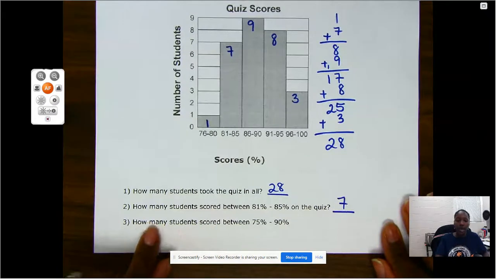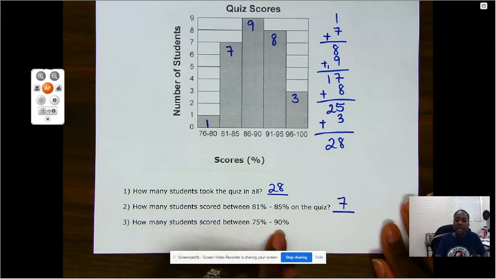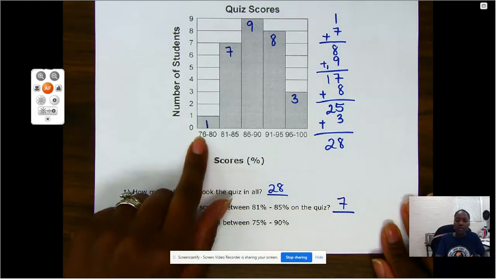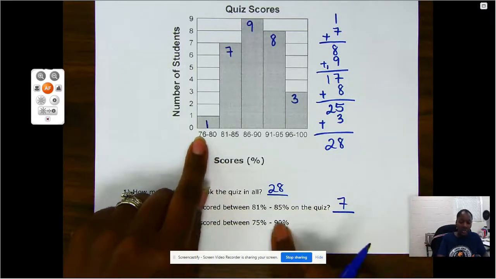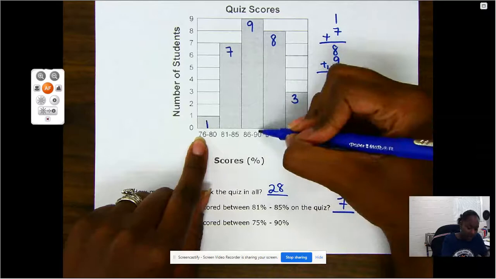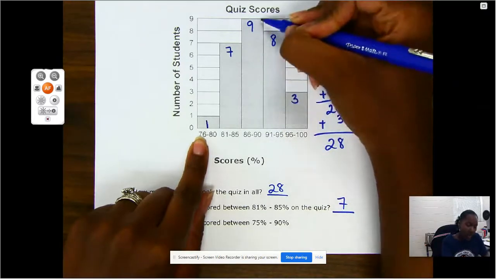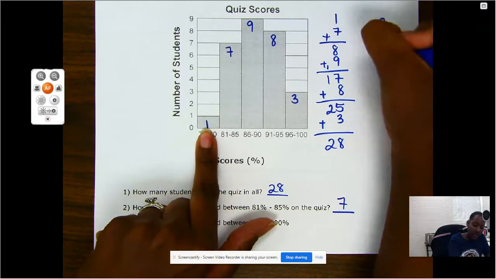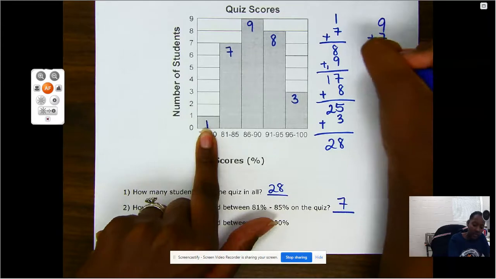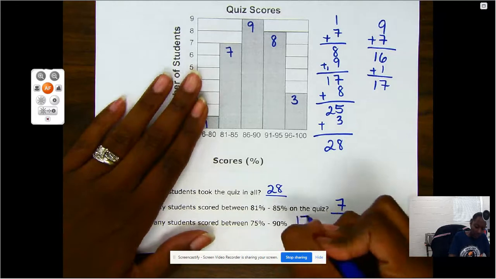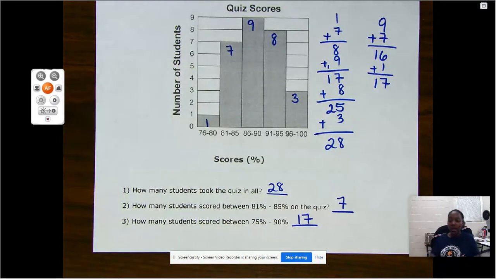Let's look at the last one. How many students scored between 75% and 90%? So again, I'm looking at my scores. My scores start at 76%, but I need to go all the way to 90. So let me see, 90, right here. 90 is this all the way up to this point, okay? So I need to add 9 plus 7 plus 1. So 9 plus 7 is 16, and then plus 1 is 17. So there were 17 students that scored in that range of 75% to 90% on their quiz.